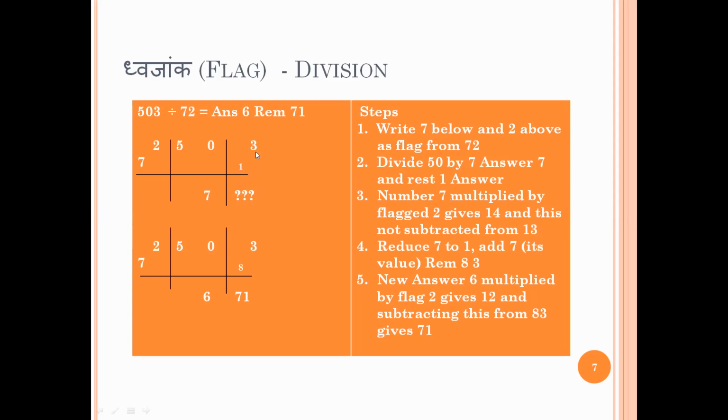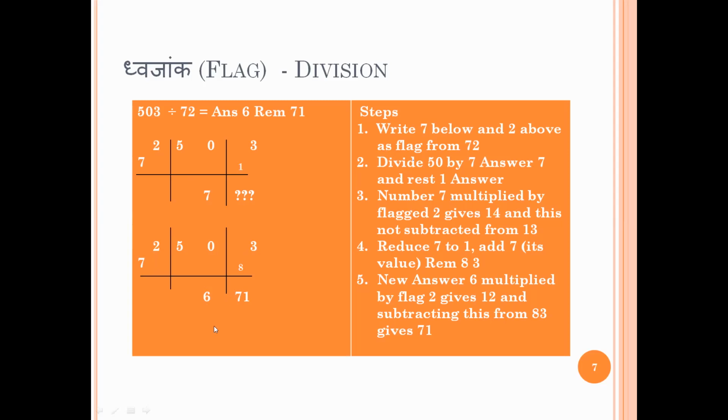So 13 is the number, minus answer times flag. 7 twos are 14. Can I subtract 13 minus 14? No. So 13 minus 14, I cannot subtract. So what I did, I reduced the answer by 1. Make it 6. Reduce the 7 by 1, 6. When I reduce by 1, what is the value of that 1? Obviously 7, because I am dividing by 7. Clear? So 7 plus 1. So I write 8 here.